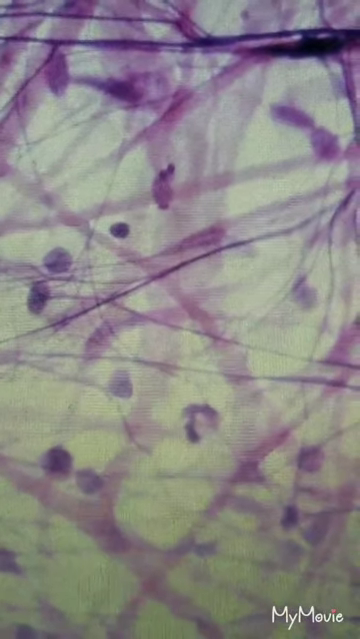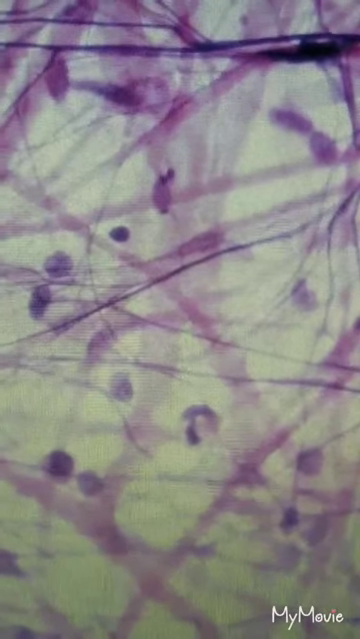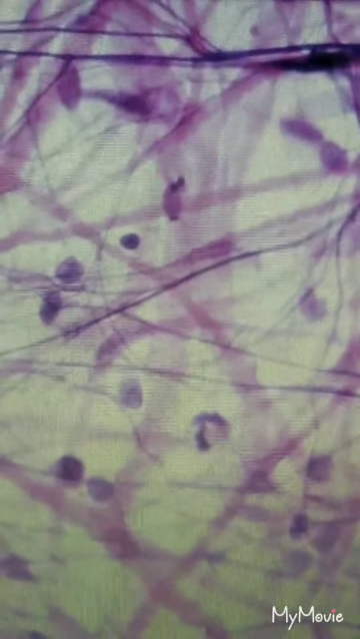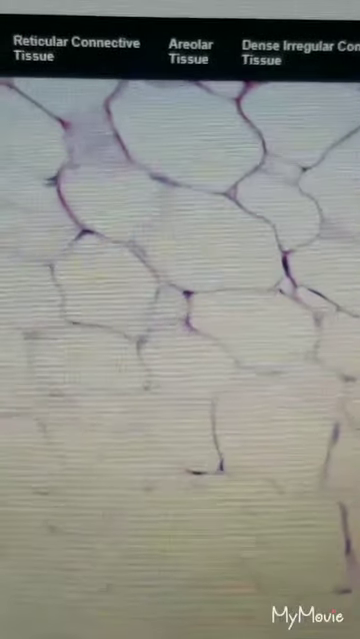This is loose tissue shown on this picture here. Loose tissue holds the organ in place and attaches the epithelial tissue to the underlying tissue. Then there's the adipose tissue, also known as fat tissue. This is where energy is stored, as you can see in the picture here.